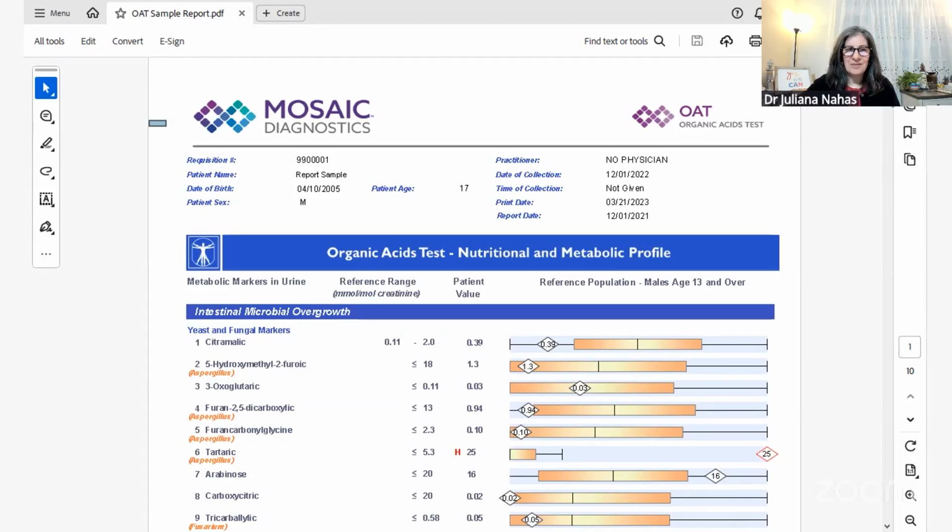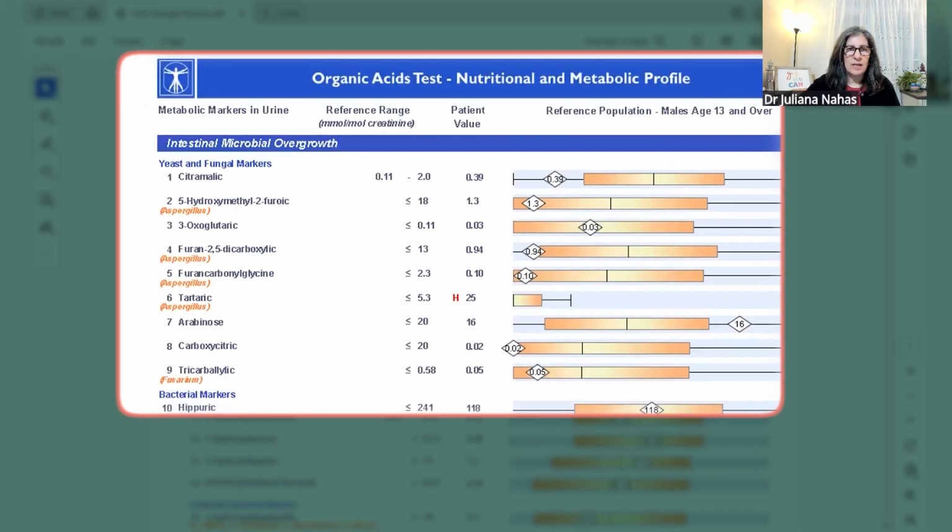So let's dive right in. On this first page of the Mosaic, and this is, by the way, a dummy test. It's just a mock report that the company shared with physicians so that we can actually explain the markers. It's not any particular patient you're seeing here.